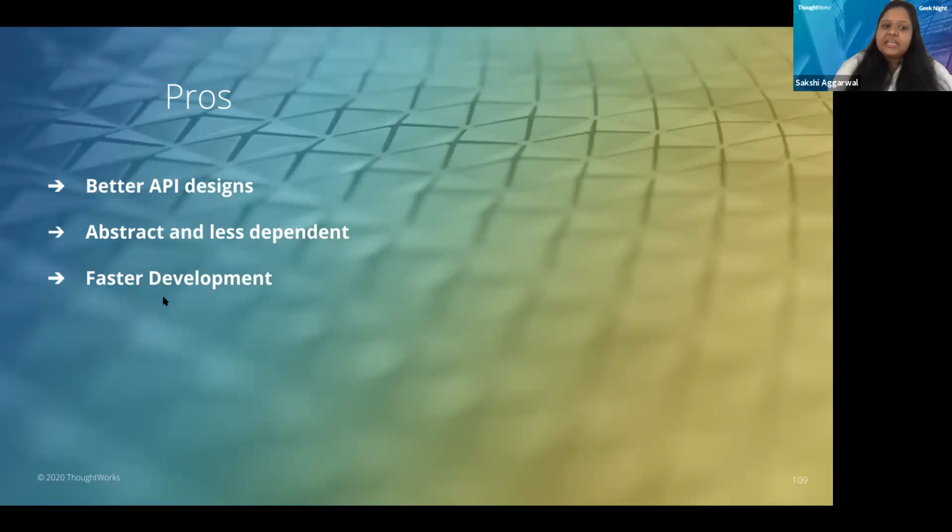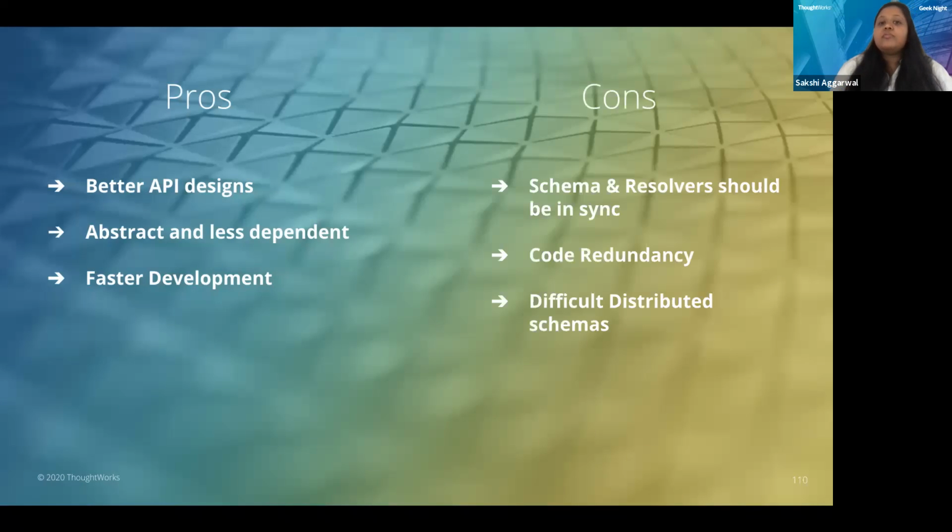And lastly, it promotes faster development, as it lets front-end and back-end developers work independently of each other using mocked schemas, which are easily achievable using third-party tools like GraphQL editor and GraphQL tools. So it has its own share of cons as well.